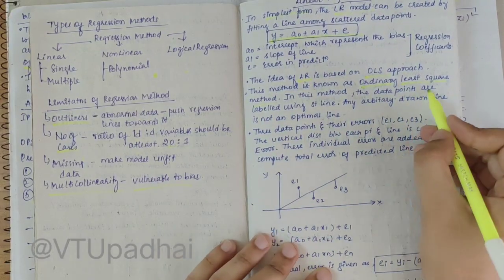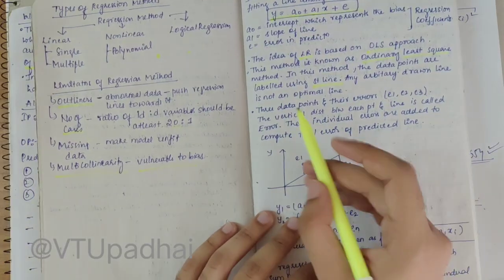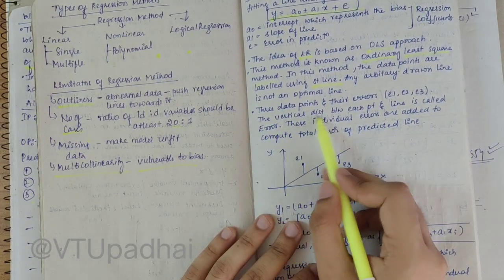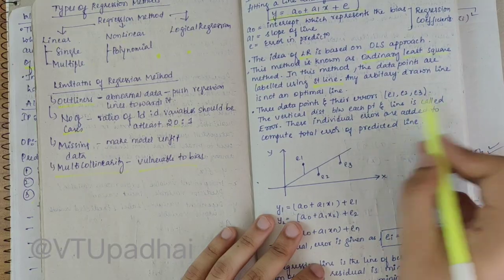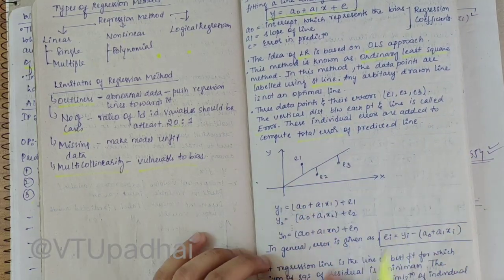In this method, the data points are fitted using a straight line. Any arbitrarily drawn line is not the optimal line. So consider 3 data points and 3 errors, E1, E2, E3. The vertical distance between each point and the line is called the error. These individual errors are added to compute the total error. E1, E2, E3 are the errors.